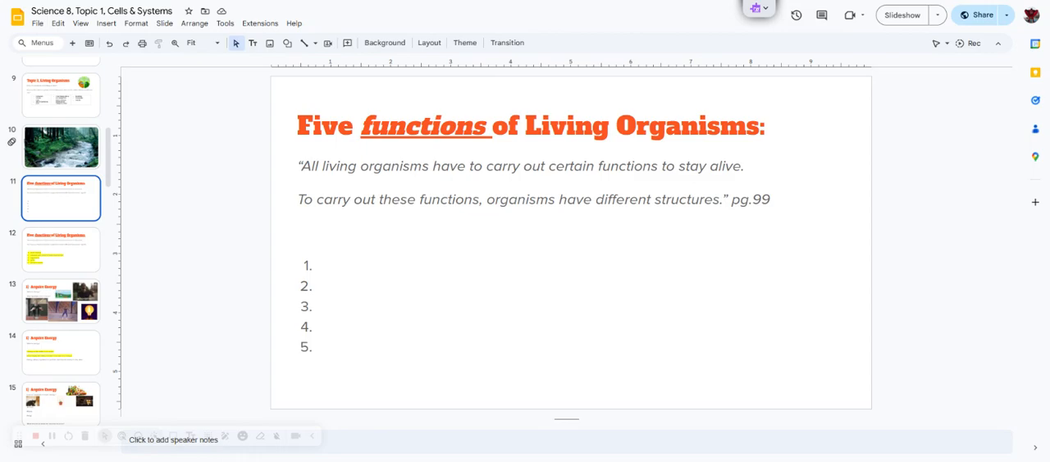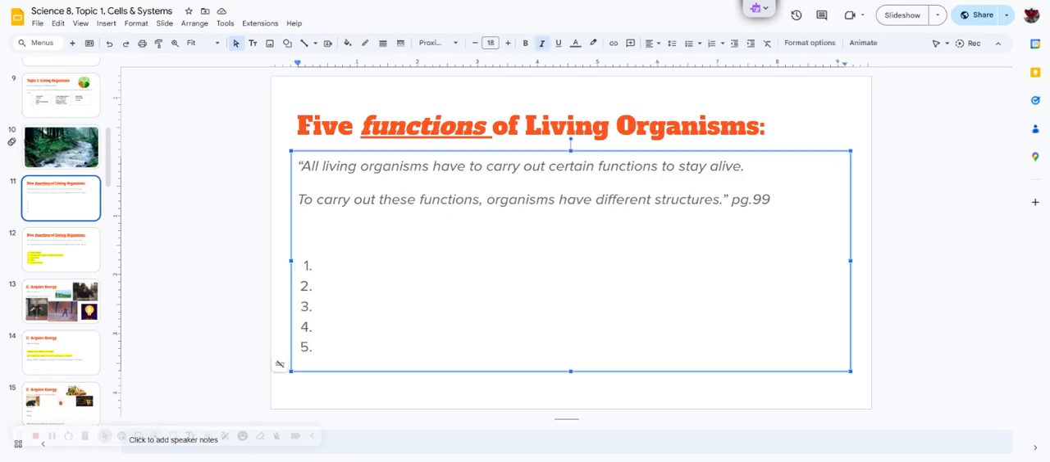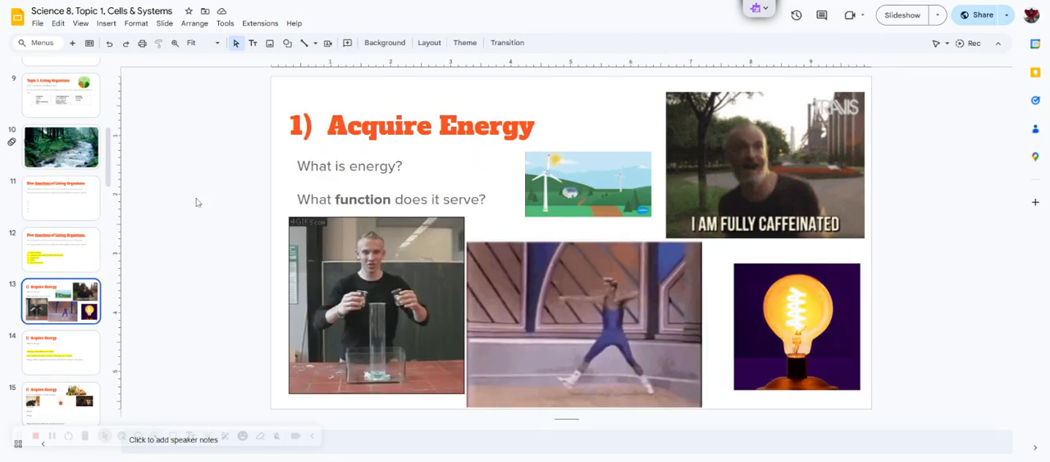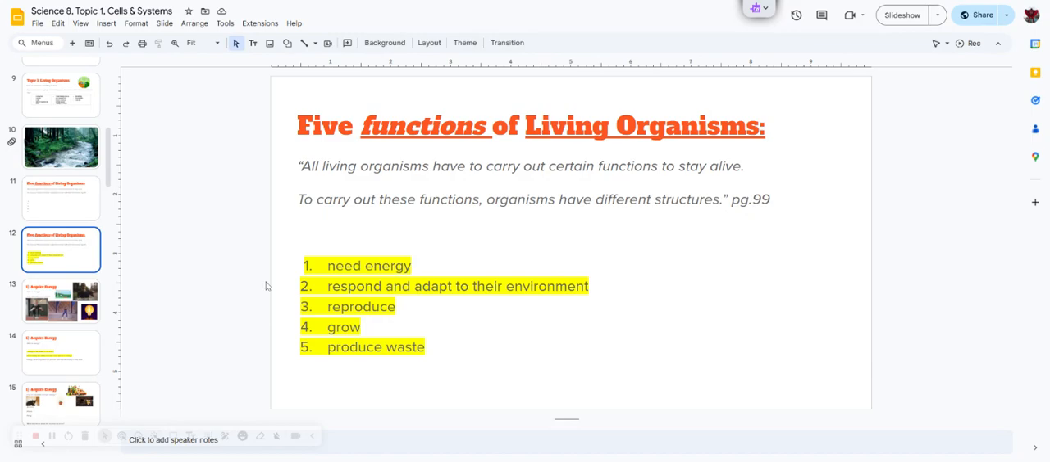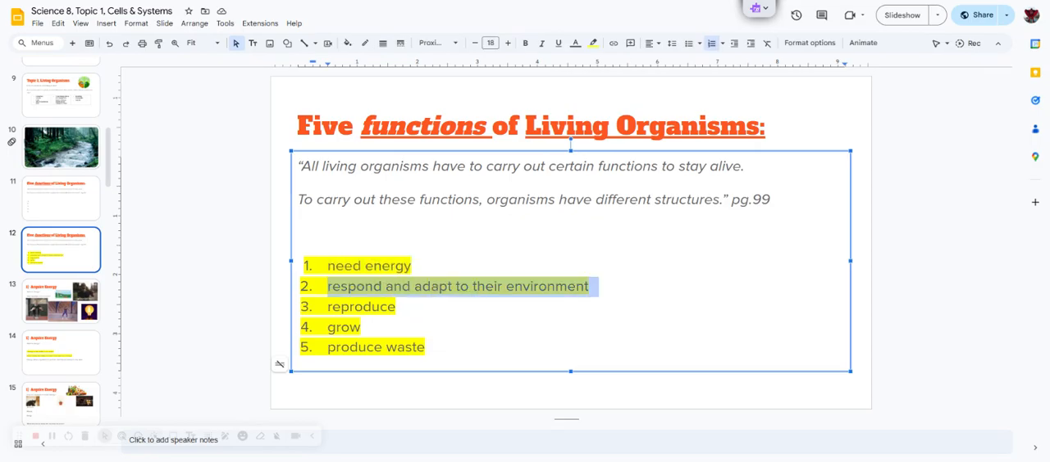But really, that is not one of the 5 functions that allows us to classify if something is alive or not. The 5 functions that something needs to do to be able to classify as alive are these right here. Living organisms require energy. They respond and adapt to their environment. They reproduce, they grow, and they produce waste. Okay, so we can use these 5 functions as a way to say, yes, that thing is an organism, or that thing is not.